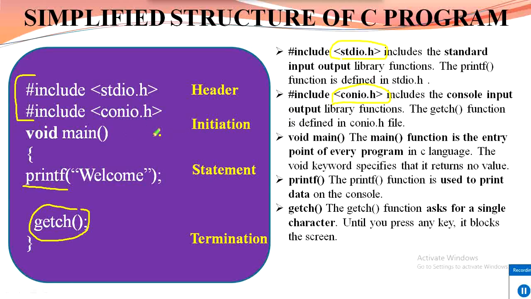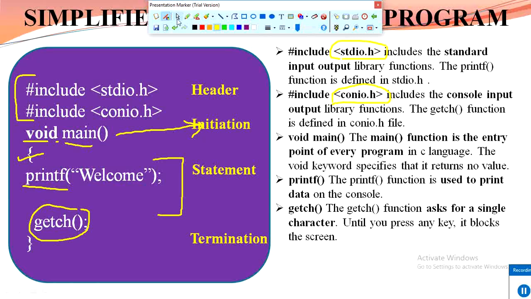Then initiation comes. To start the program, at the start we have to write void space main, and brackets open and close, then curly braces. Then the statement part comes. In the statement part, we write all the declaration as well as executable part. Then last is the termination part. We close this program using this curly brace.